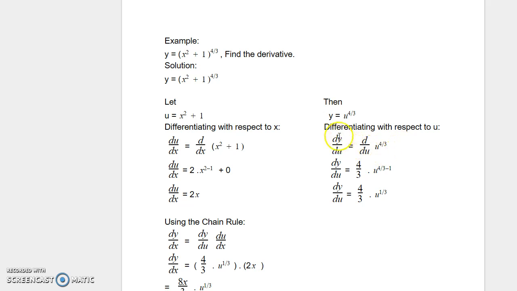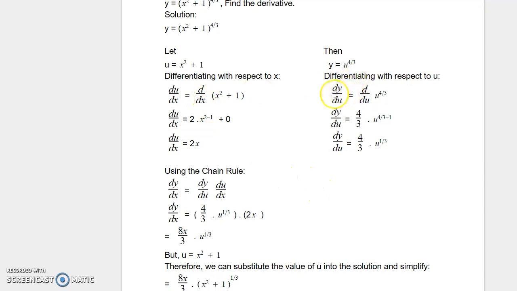On the other side, we have y as a function of u, so we're going to differentiate it with respect to u. So d by du of u to the power of 4 over 3, we can use the power rule here, and when we use the power rule, the exponent comes to the front of the equation, 4 over 3 times u to the power of 4 over 3 minus 1. So when we simplify it further, it is going to be 4 over 3 times u to the power of 1 over 3. So we have successfully differentiated these two functions, and we have the value of dy by du, and we have the value of du by dx.